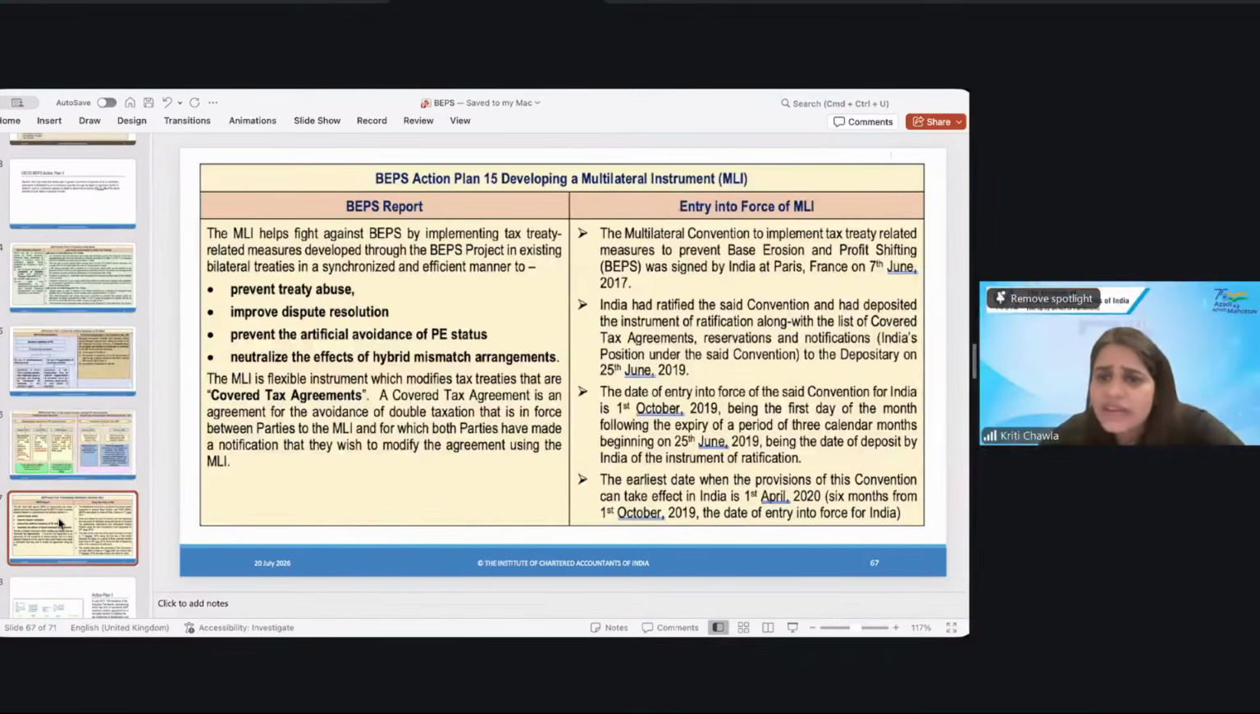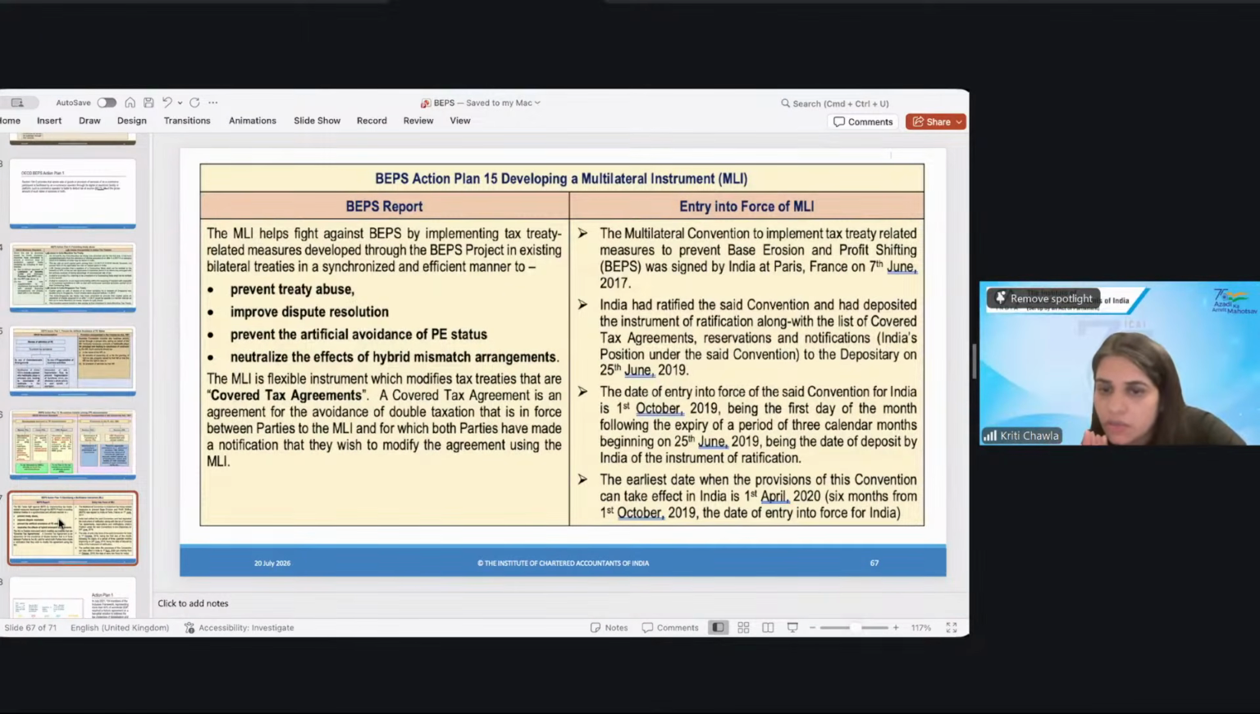Now, the date of entry into force of this particular convention for India is 1st October 2019. This is the first day of the month following the expiry of the period of 3 calendar months, beginning 25th June 2019, which was the date of deposit by India of the instrument of ratification.